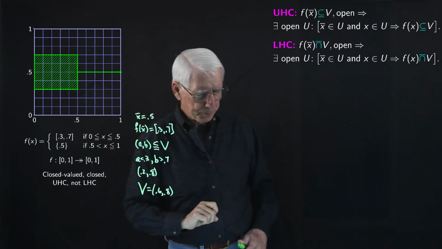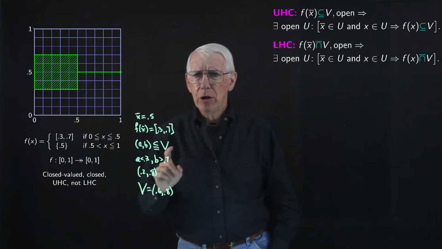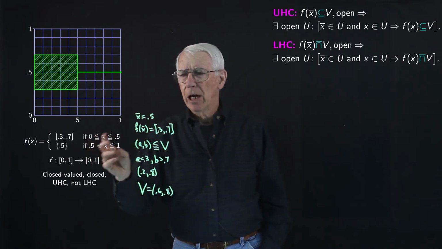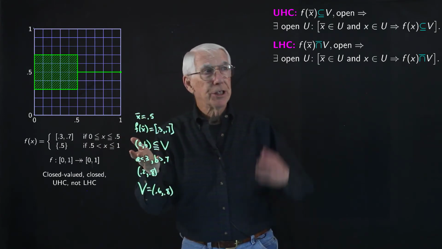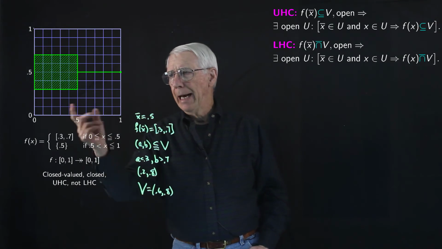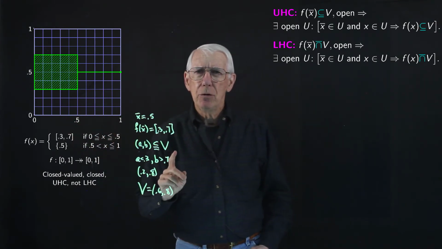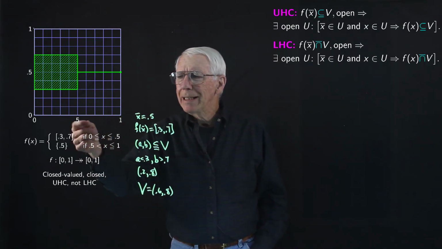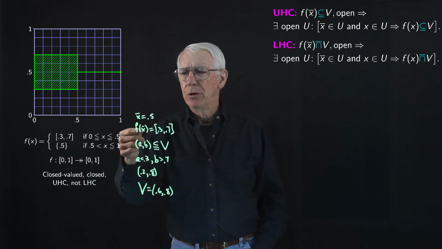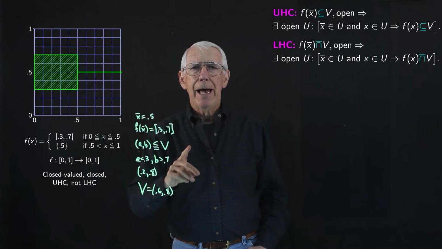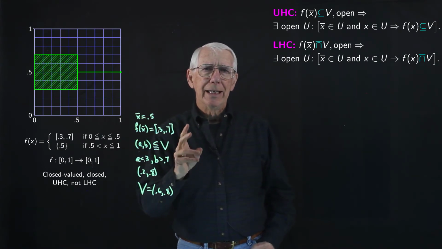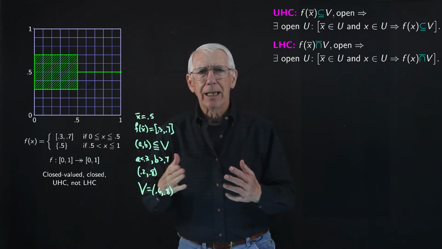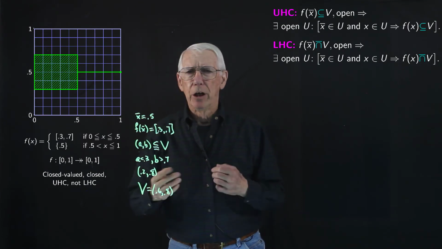Now, you may have noticed that when I went through the arguments about upper and lower hemicontinuity, I, of course, used the definitions. I used open sets V and open sets U down here in the domain, but I also used some terminology that we hadn't heard before. I talked about moving to the left, moving to the right, and what happens to the image when we do that. I think that terminology is very useful intuitively for getting a better understanding of upper and lower hemicontinuity.